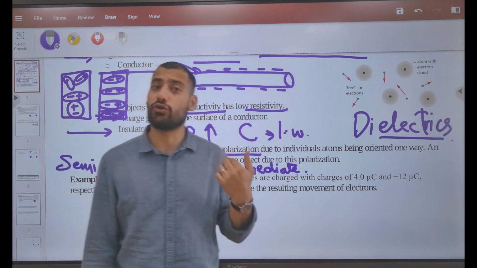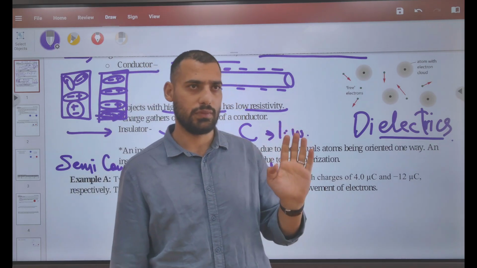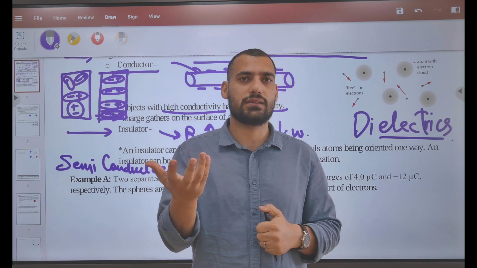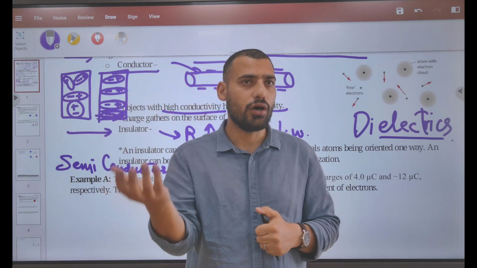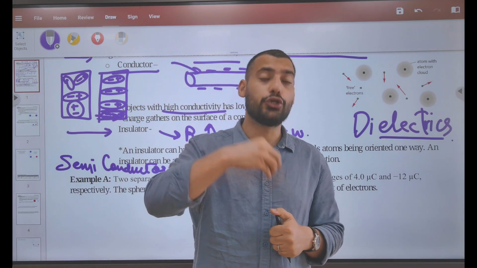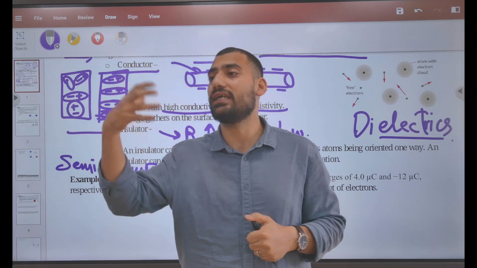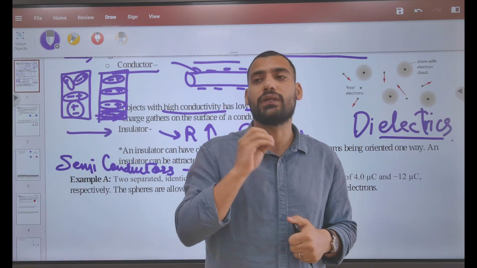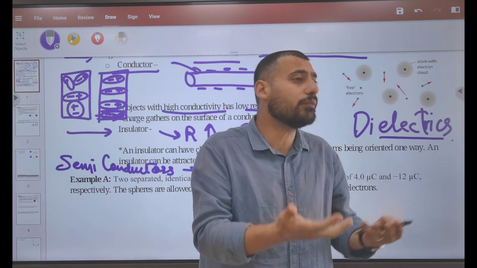Charge is a property. Don't say charge is positive or negative. Charge is a property due to which bodies show attraction or repulsion, due to which bodies generate electric and magnetic fields. Okay, it is a property. But how does this property come to a body?